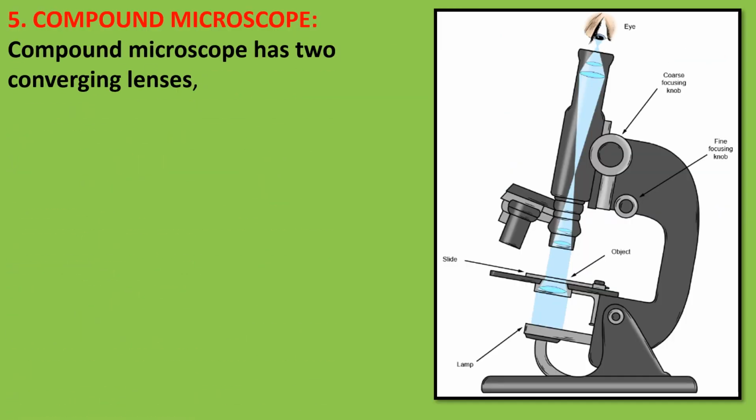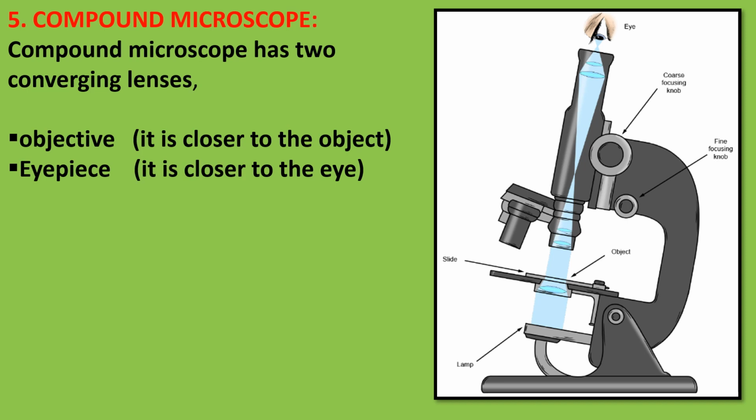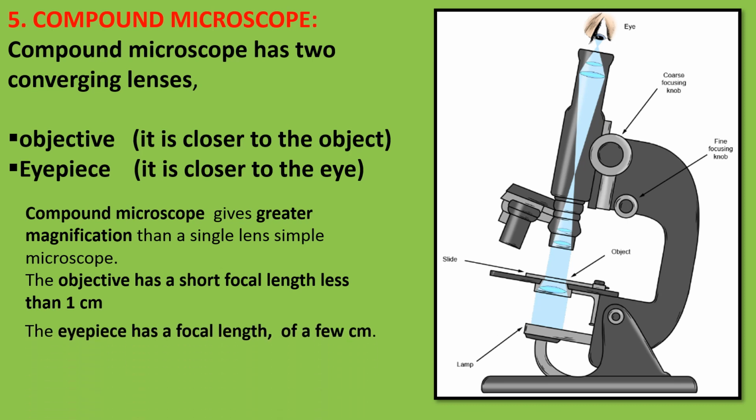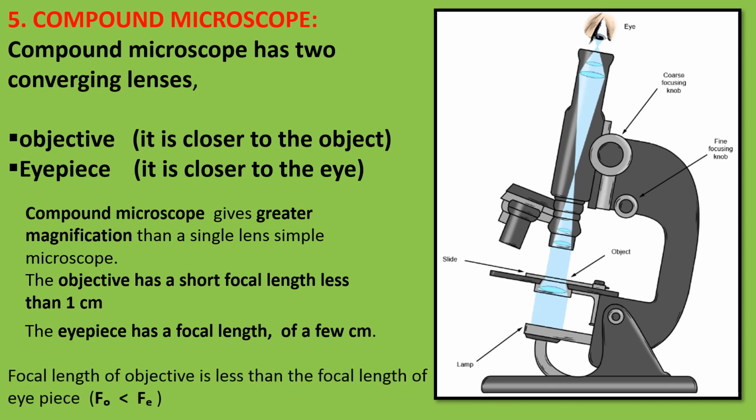Compound microscope. Compound microscope has two converging lenses. Objective, it is closer to the object. Eyepiece, this lens is closer to the eye. Compound microscope gives greater magnification than single lens simple microscope. The objective lens has a focal length of less than 1 centimeter. The eyepiece has a focal length of few centimeters. It means that in compound microscope, the focal length of objective lens is less than the focal length of eyepiece.